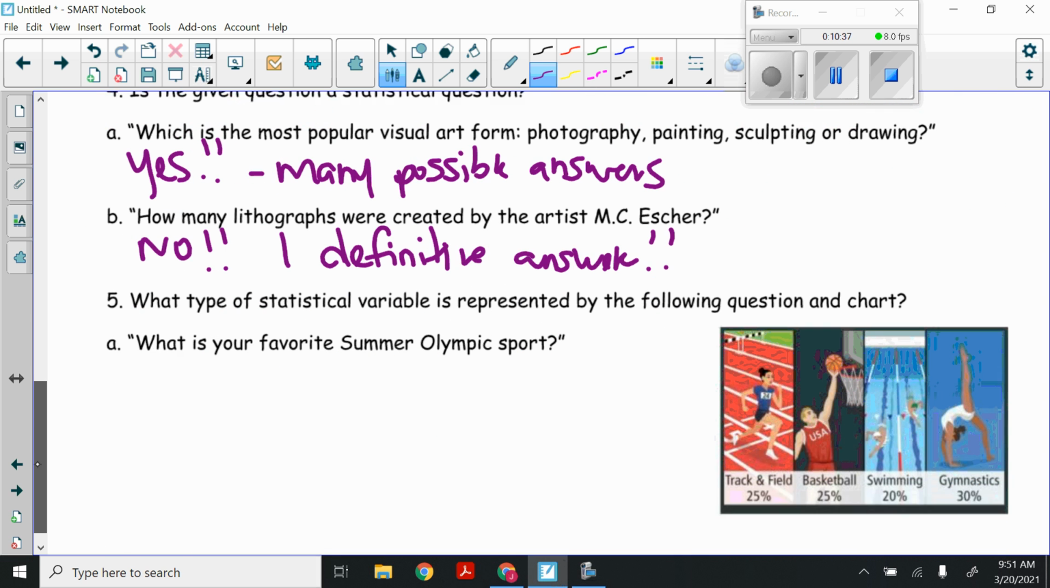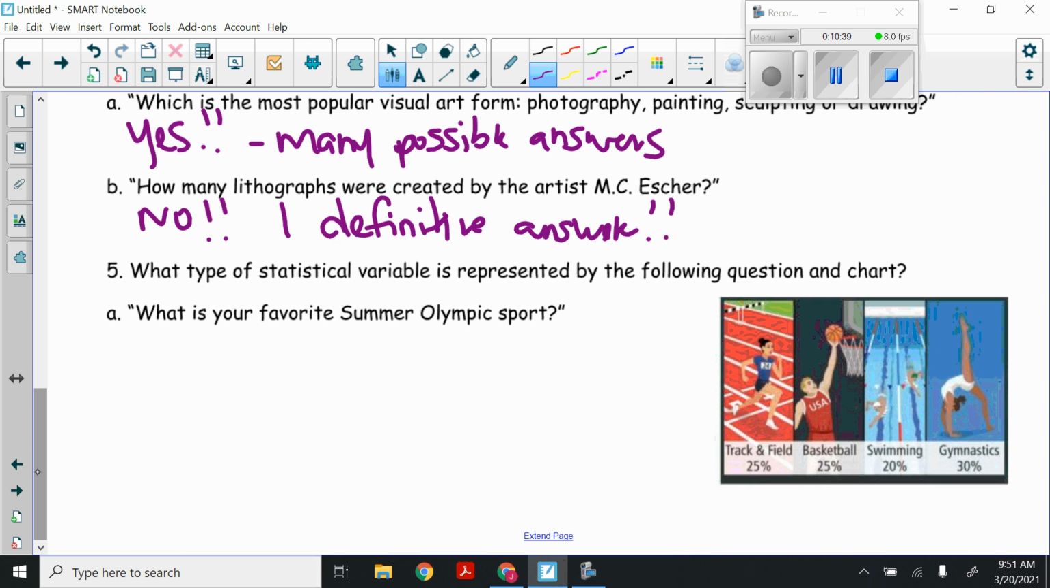So now we're going to move on to statistical variables. It says, what type of statistical variable is represented by the following question and chart? Remember that our two types of statistical variables are categorical or quantitative. So categorical, remember it falls into a category. Quantitative, it has a numerical value associated with it.